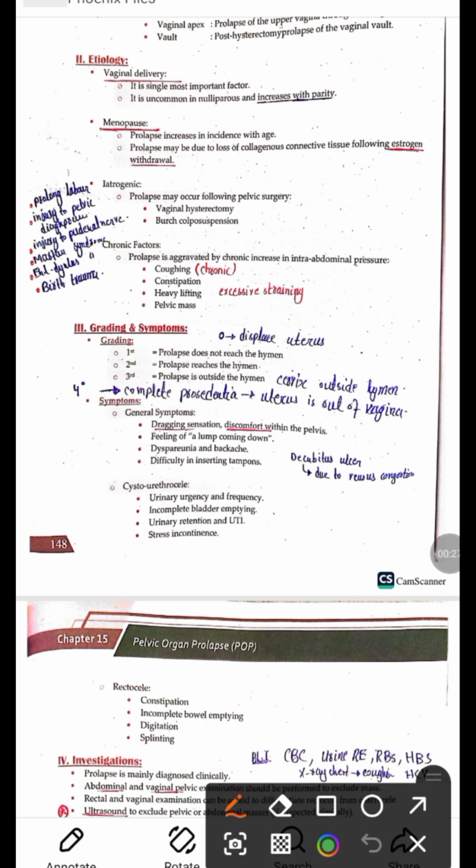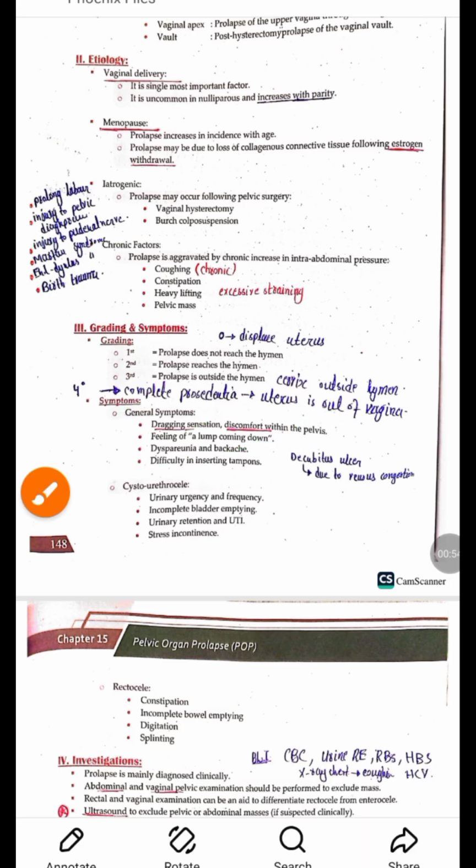Next are the signs and symptoms of pelvic organ prolapse. First one is the general symptoms. The most common sign is something coming out of the vagina or feeling a lump coming down. The other symptoms include a dragging sensation or discomfort within the pelvis, dyspareunia, which means painful intercourse, back pain, or difficulty in inserting tampons.